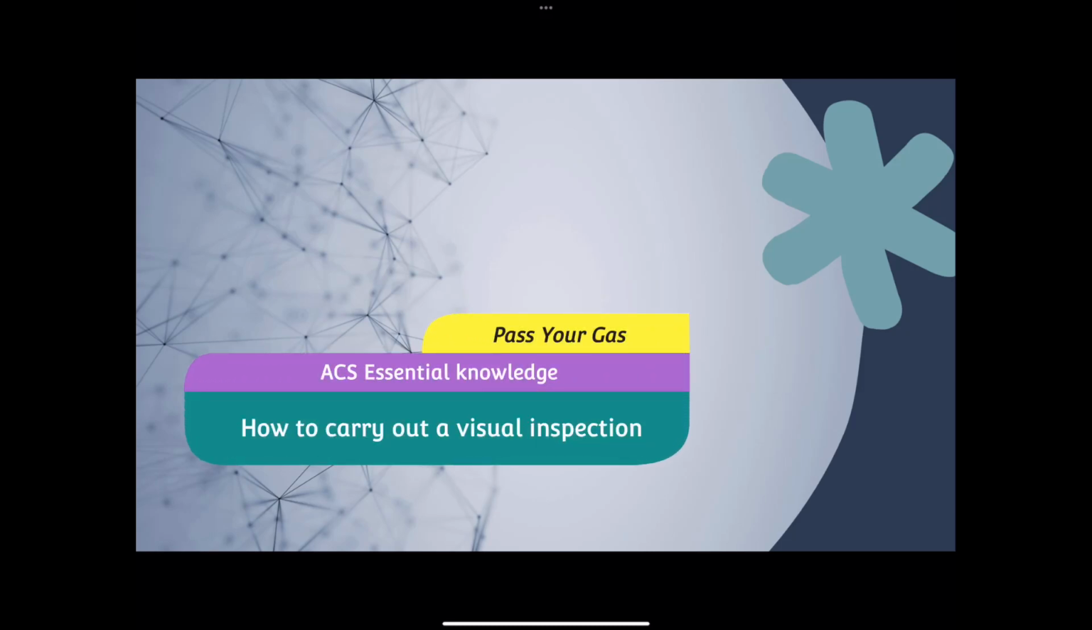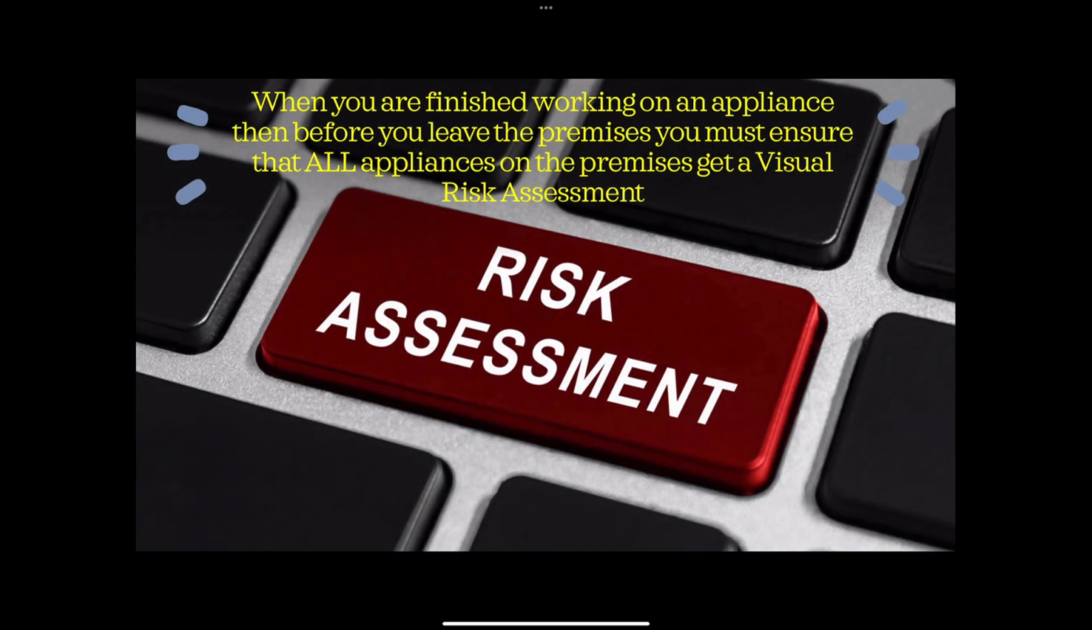To carry out visual inspections on appliances that you have not worked on. When you're finished working on an appliance, then before you leave the premises, you must ensure that all appliances on the premises get a visual risk assessment. Now this means that it's your responsibility when you walk out the door to make sure all the gas appliances on the premises are safe.